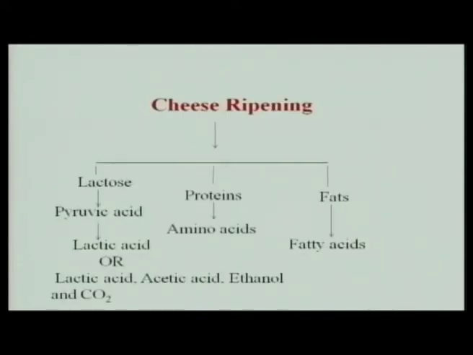So, cheese ripening, as I told you, comprises fermentation of lactose, which is converted first to pyruvic acid and then to lactic acid if we are using homofermentative bacteria, or if we are using heterofermentative bacteria, then lactic acid, acetic acid, ethanol and carbon dioxide are also produced simultaneously. Proteins are degraded to their building blocks, that is amino acids, and these amino acids are responsible for typical flavor. Fats are broken down to different fatty acids, and fatty acids also impart the typical flavor.